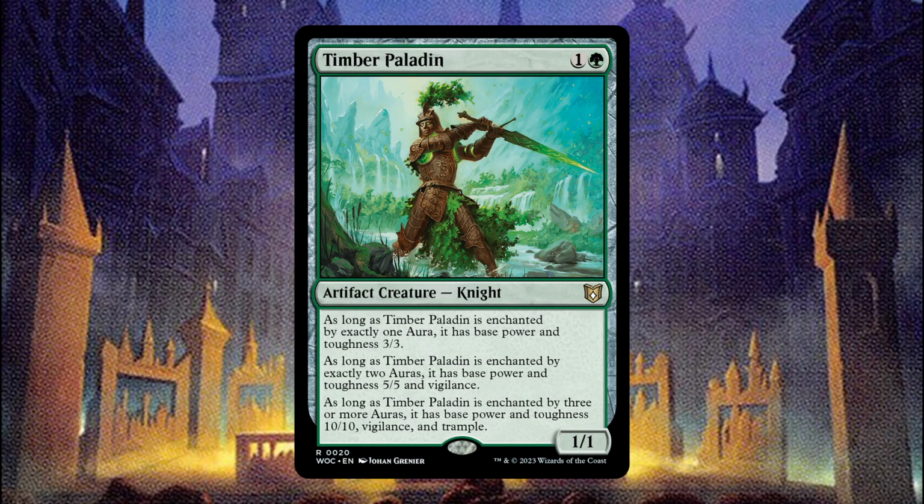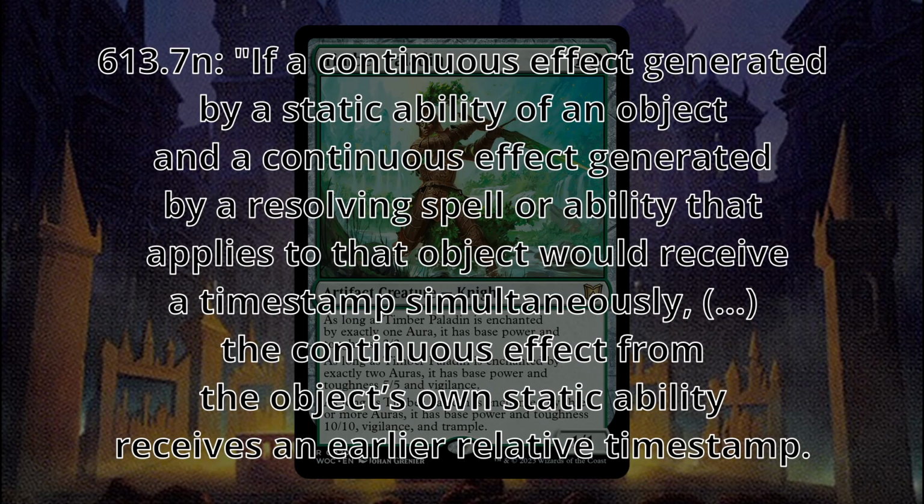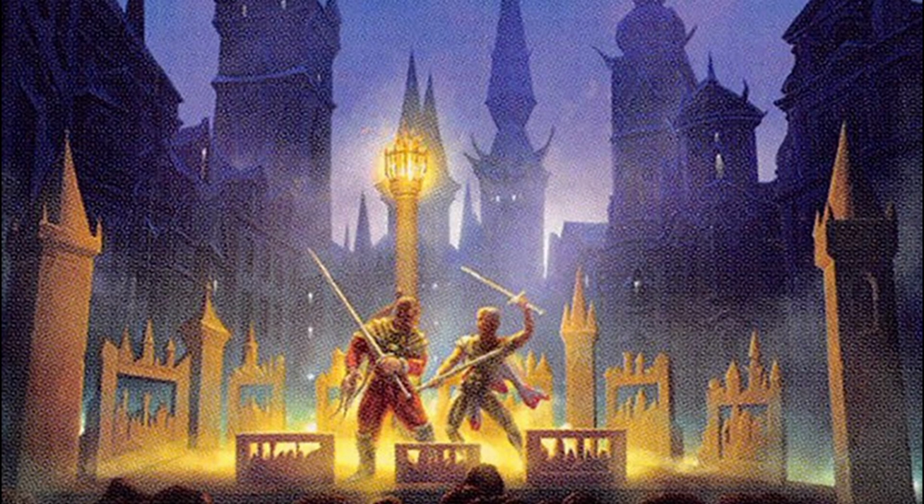However, there's also rule 613.7n, which states that if a continuous effect generated by a static ability of an object and a continuous effect generated by a resolving spell or ability that applies to that object would receive a timestamp simultaneously, the continuous effect from the object's own static ability receives an earlier relative timestamp. Now this is pretty complicated, and there's no real easy way to explain it.